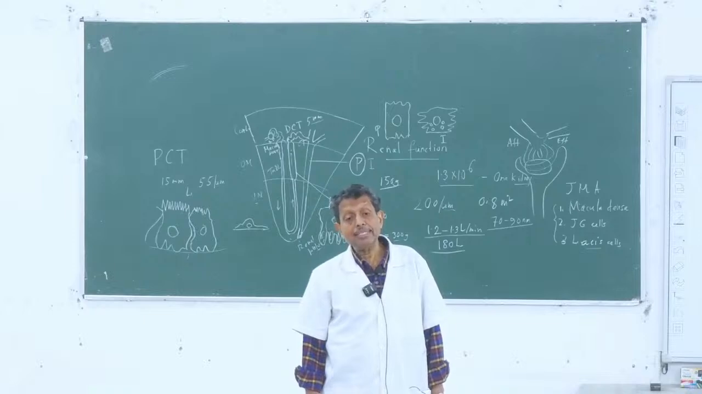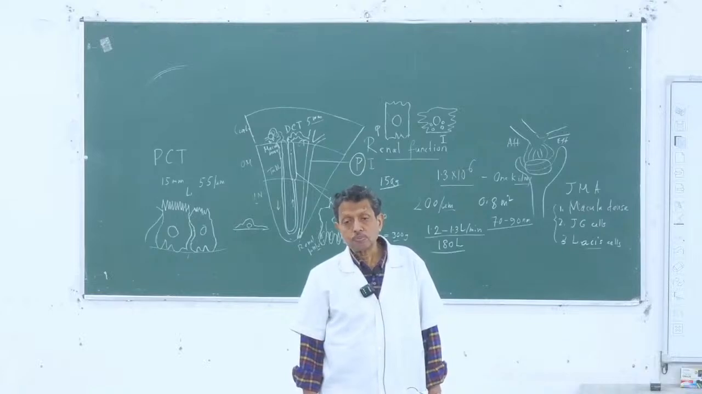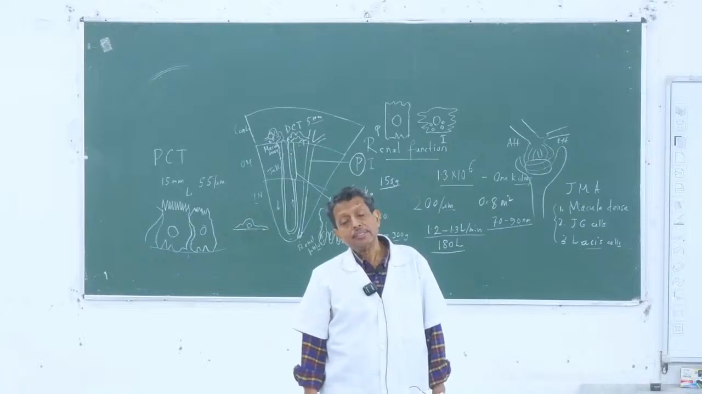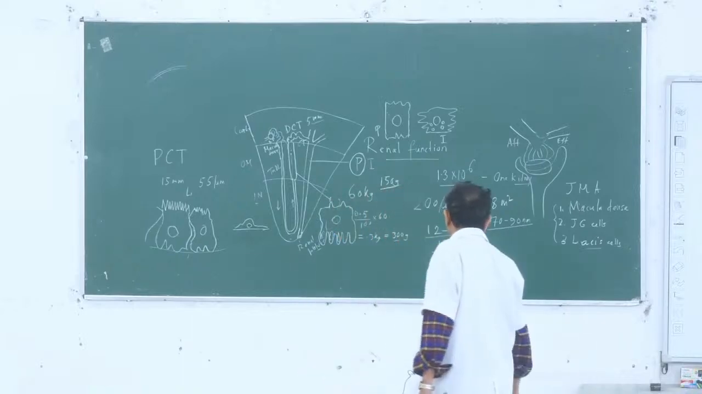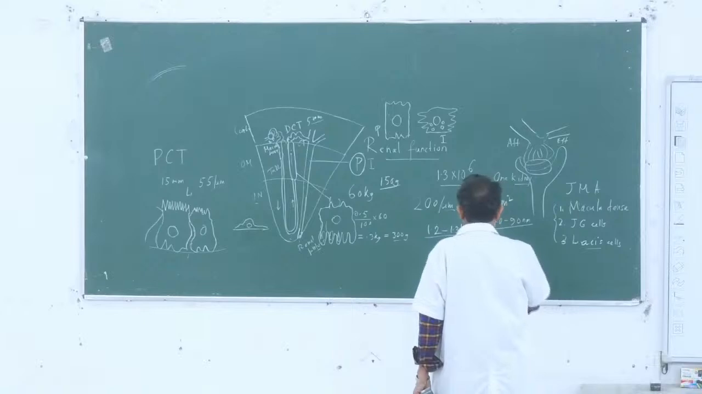Kinins are also liberated. Bradykinin is also liberated by some cells. So these are the substances that are produced. Renin, and to some extent dopamine is also synthesized. So the kidney is an important organ, also an endocrine organ. Now we are considering renal blood flow.